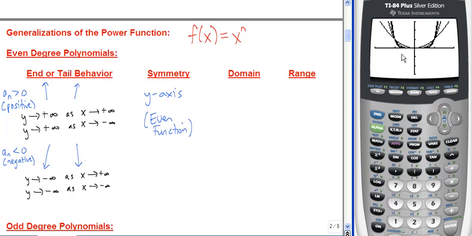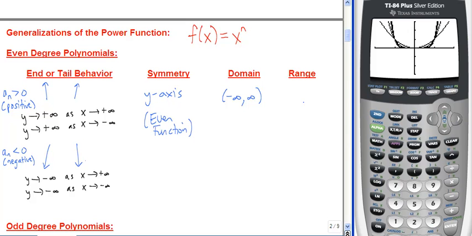What's the domain of these graphs? What could x equal? Well, for any polynomial, no matter what power it is or what degree it is, the domain is always all real numbers, minus infinity to infinity. You can let x be anything at all, and you'll never have to worry about, say, dividing by 0 or taking the square root of a negative. You won't have those issues with a polynomial function.